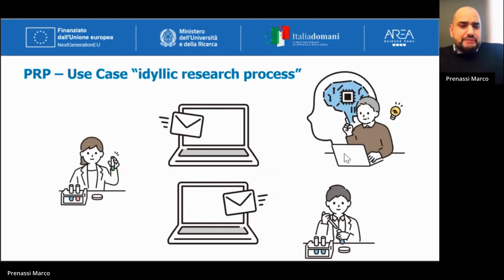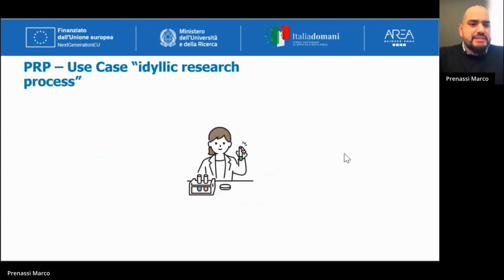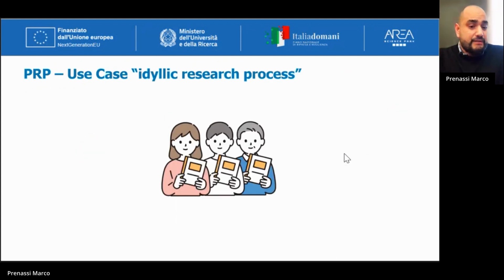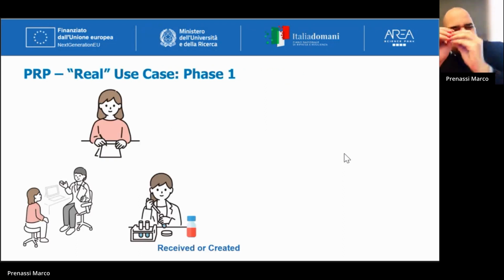I tell you this because there are two phases. The first is we make our experiments, we get our results, and then we share it with everyone, and then we write our article and so on. Let's see these phases a little better. The first phase means I want to do an experiment. I talk with my colleague, I talk with my supervisor, I prepare the experiment, I receive or create the samples, really important, and then I try.